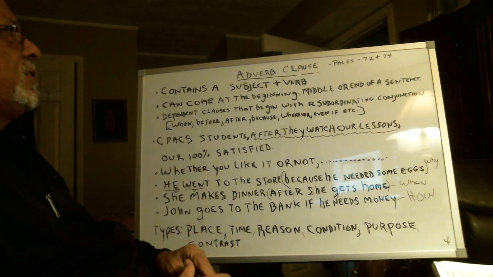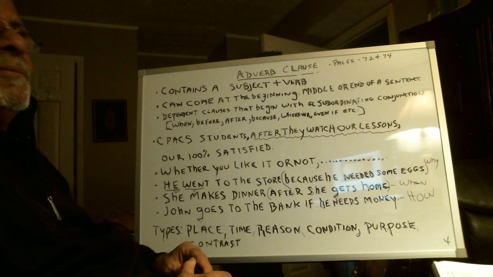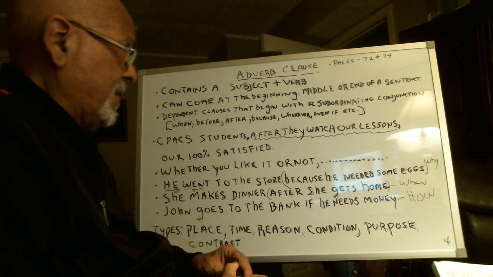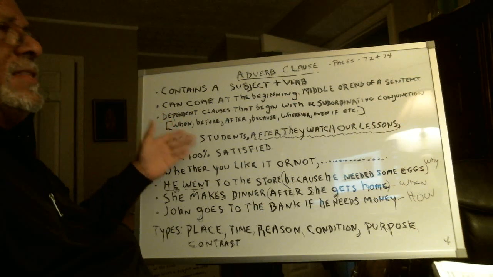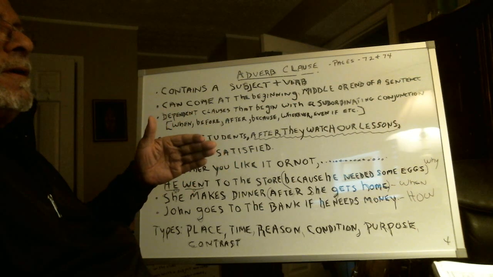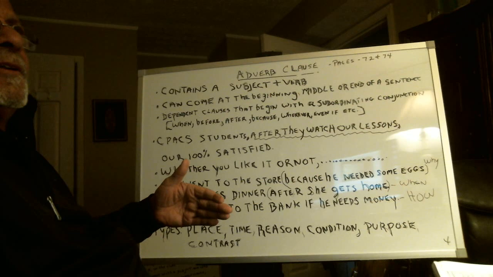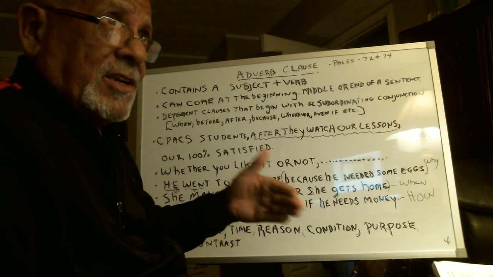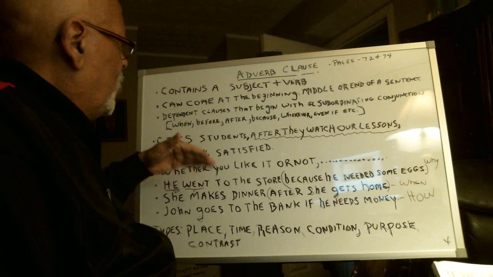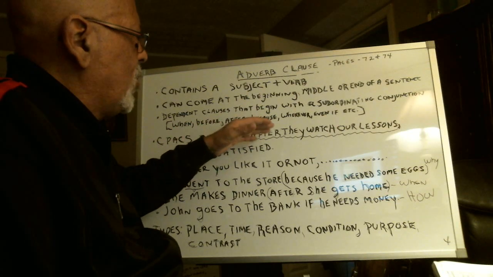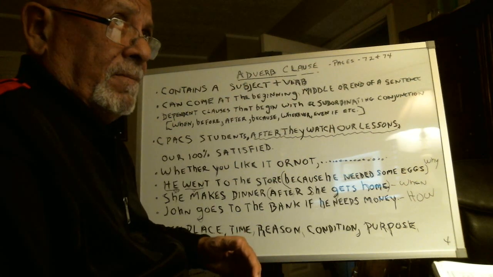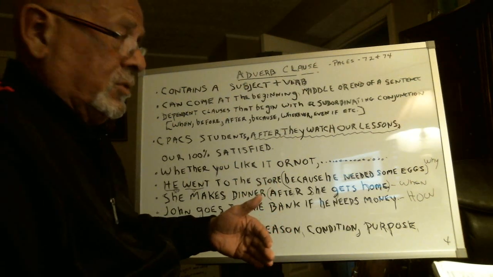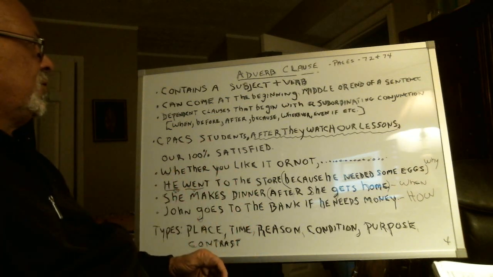The adverb clause could come at the beginning, middle, or at the end of a sentence. Also, when these adverbs are at the beginning of a sentence, they become subordinating conjunctions: when, before, after, because, wherever, even if, etc. They're subordinating conjunctions. They create dependent clauses.